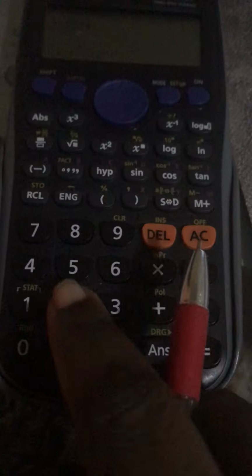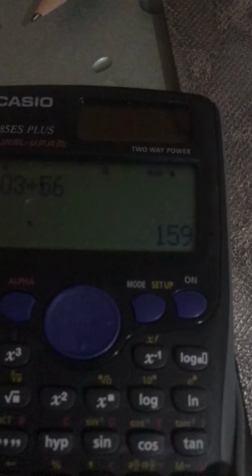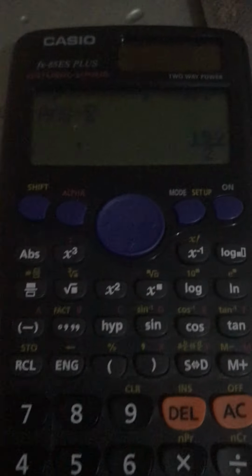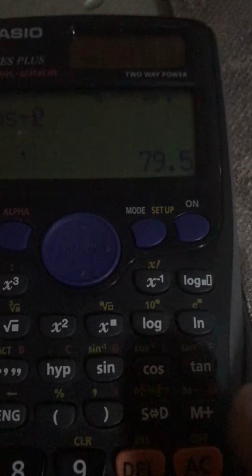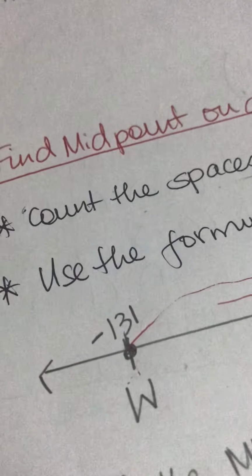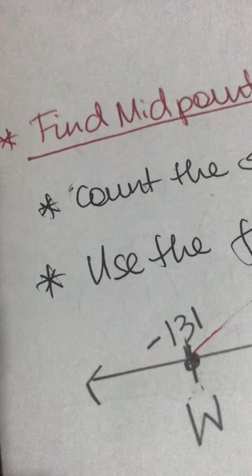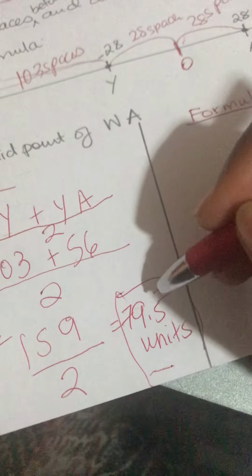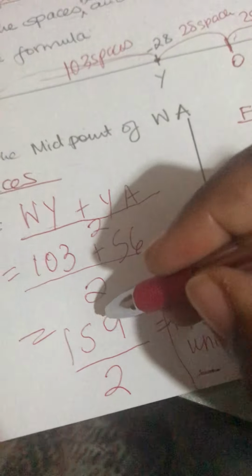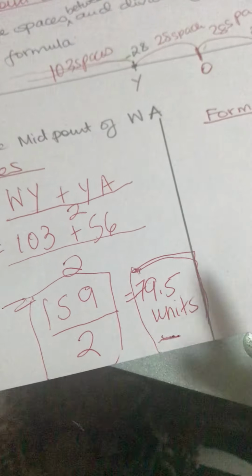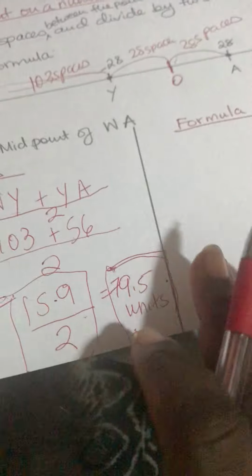So I can just check. 103 plus 56. I get 159. And I divide by 2. And I get 79 and 5/10 units. And this is my answer. My answer in decimal form and my answer in fraction form. So depending on how the question says, both of them are your answer.